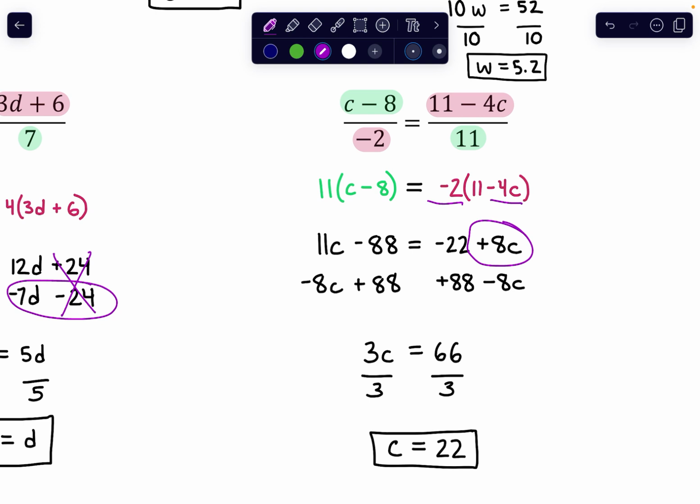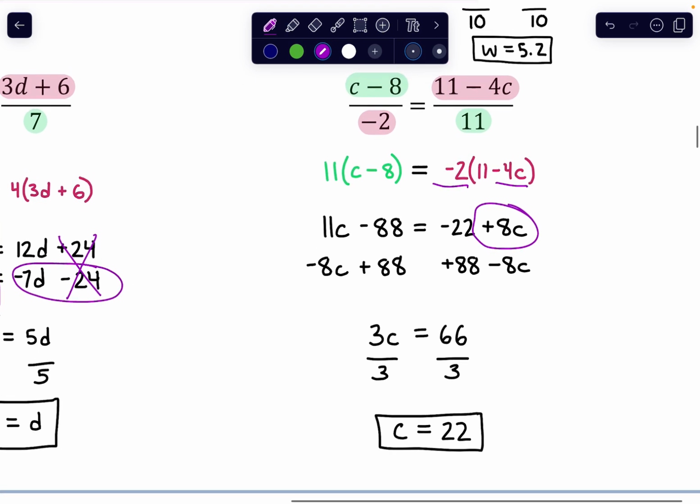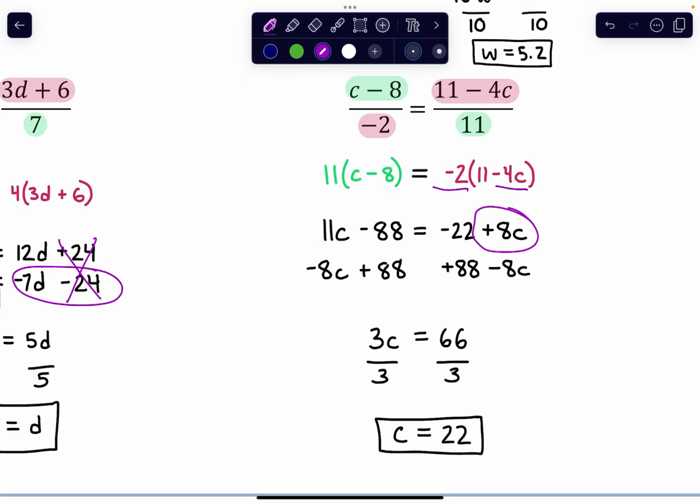All right, you should be looking out for those opportunities. Can I make this a positive? In this case, yes, we can. Okay, we always want to make things easier. So you should end up getting c equals 22. You can pause the video if you want to see how I did that one.